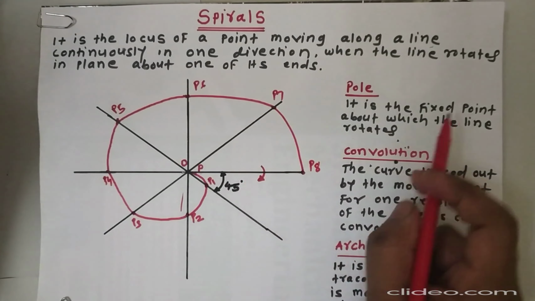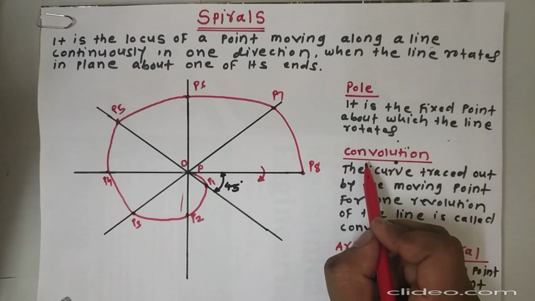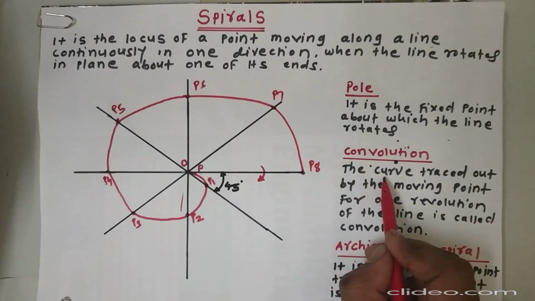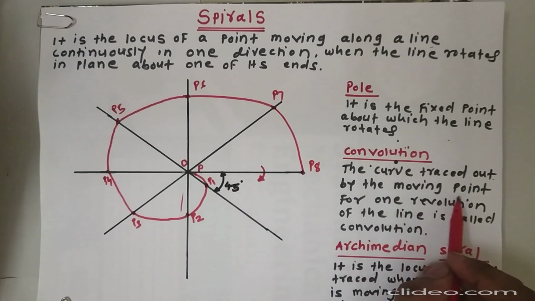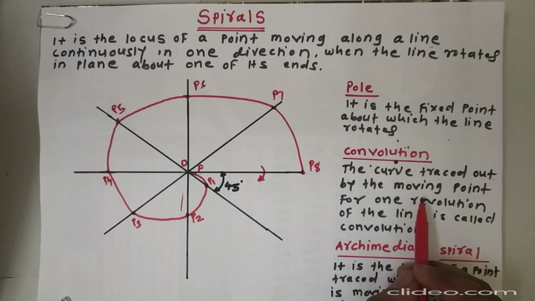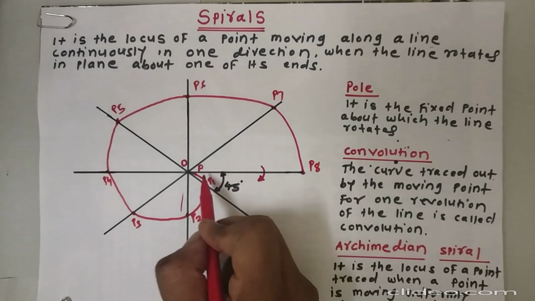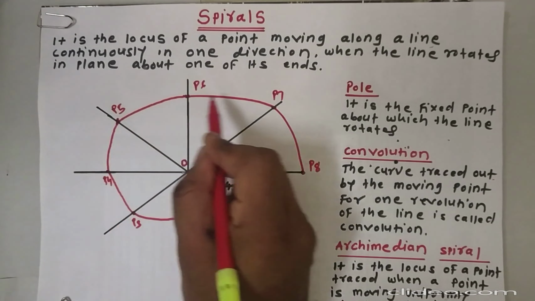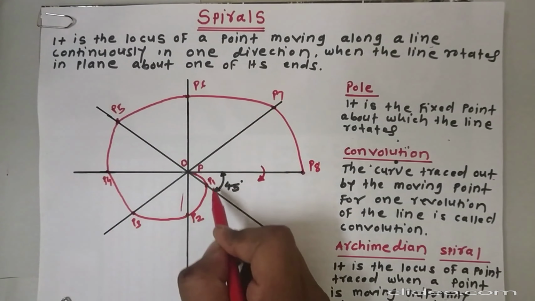Next, what is the meaning of convolution? This is very important. The curve traced out by the moving point for one revolution of the line is called a convolution. You can see this point P is moving one revolution.